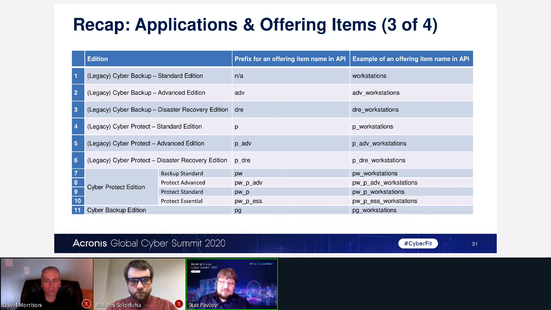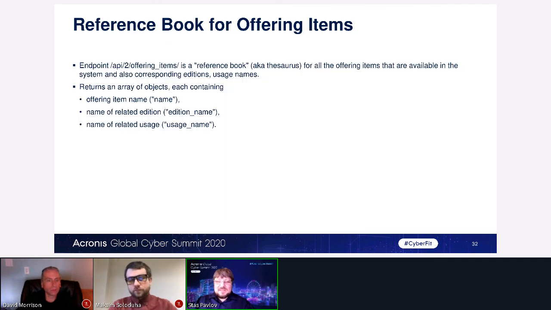Okay, just to understand some basics, when I demo how to deal with this stuff, you need to not miss all these things. Finally, we have a lot of editions and a lot of offering items. How do you know what items, what editions, what usage names? We have an additional API call which gives you, let's say, reference books of offering items. I will show you all this.